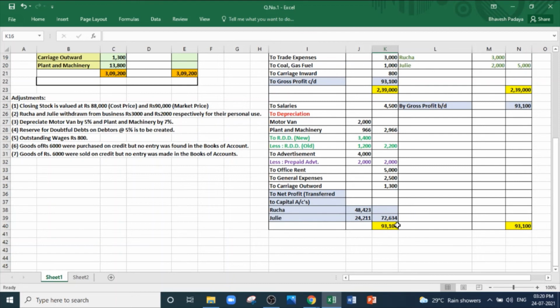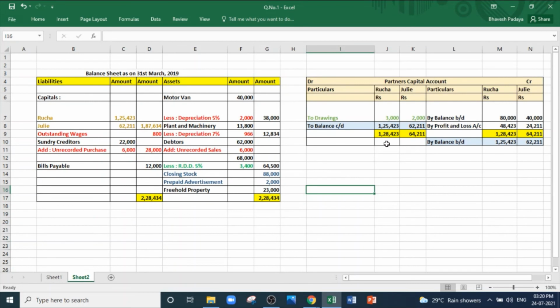This net profit has to be divided between the partners Rucha and Julie in the ratio of 2:1 because it is in the capital ratio. So Rucha will get 48,423 rupees. Julie will get 24,211 rupees. This profit has to be transferred to the capital account. Since it was on the debit side, transfer will be on the credit side by profit and loss account.